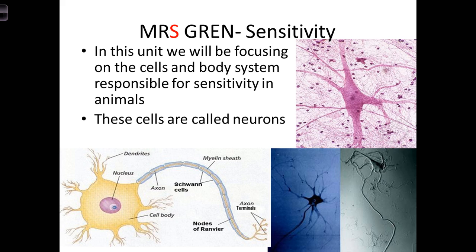What we're going to focus on in this topic is sensitivity. So we're going to focus on the cells that enable us to interact and process information from our environment. So for sensitivity, the cells that are the most important are probably these ones. They're called neurons. So guys, the cells of the body system responsible for sensitivity are called neurons. Sometimes they're called nerve cells. It's a little bit more of a slang term, so we'll often refer to them as neurons, but nerve cells is actually okay too. And the reason for that is a nerve is actually just a bundle of these neurons.